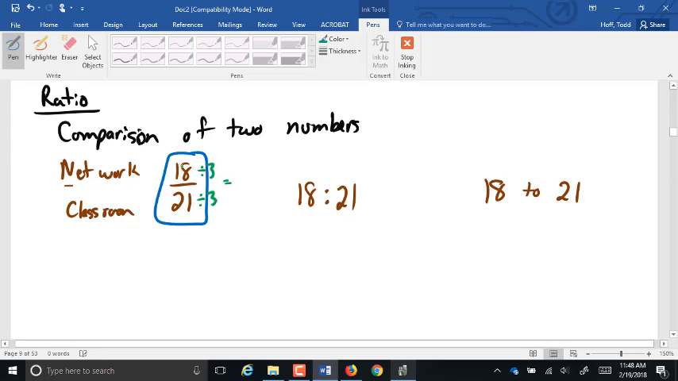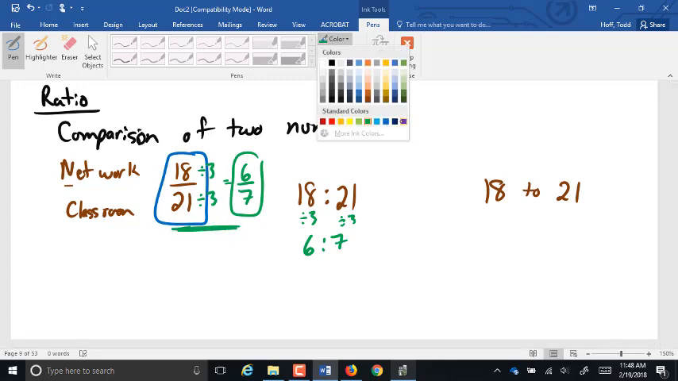So I can reduce that ratio just like I would a fraction. 18 divided by 3 is 6. 21 divided by 3 is 7. To get that 6 to 7 ratio. Now I can reduce it in these other forms as well. You divide both the 18 and 21 by 3 to get 6 to 7. It's just we're used to doing it as a fraction.